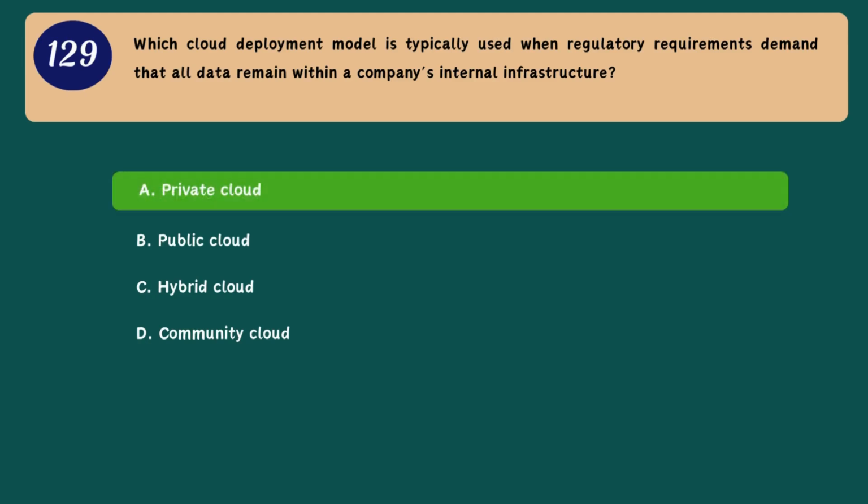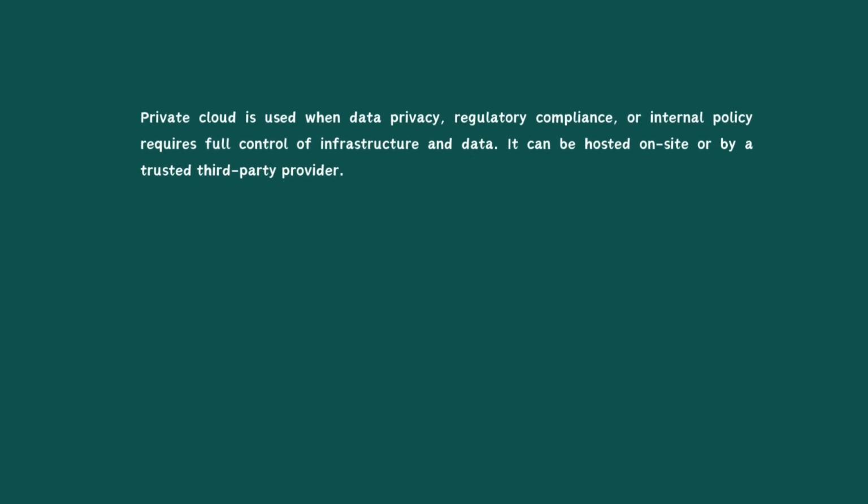Correct answer. A. Private cloud. Private cloud is used when data privacy, regulatory compliance, or internal policy requires full control of infrastructure and data. It can be hosted on-site or by a trusted third-party provider.